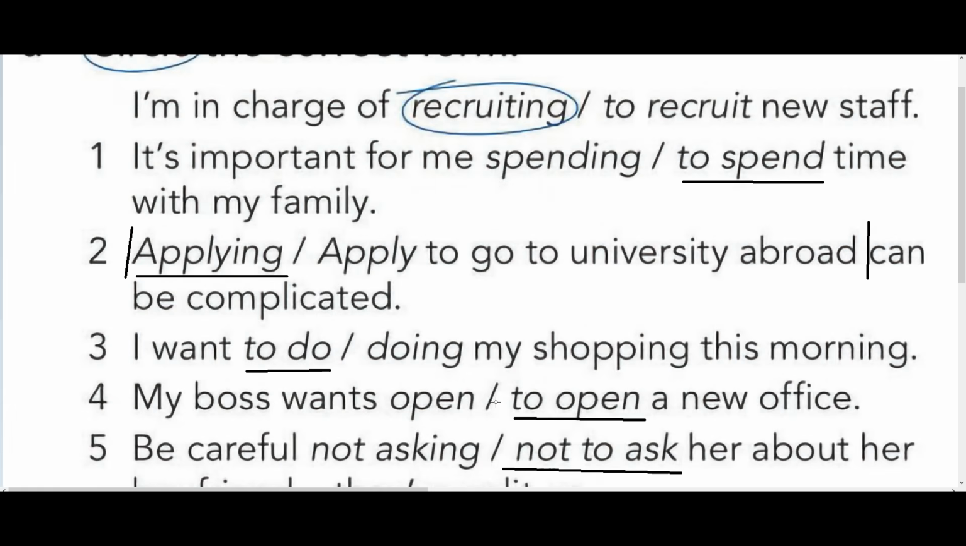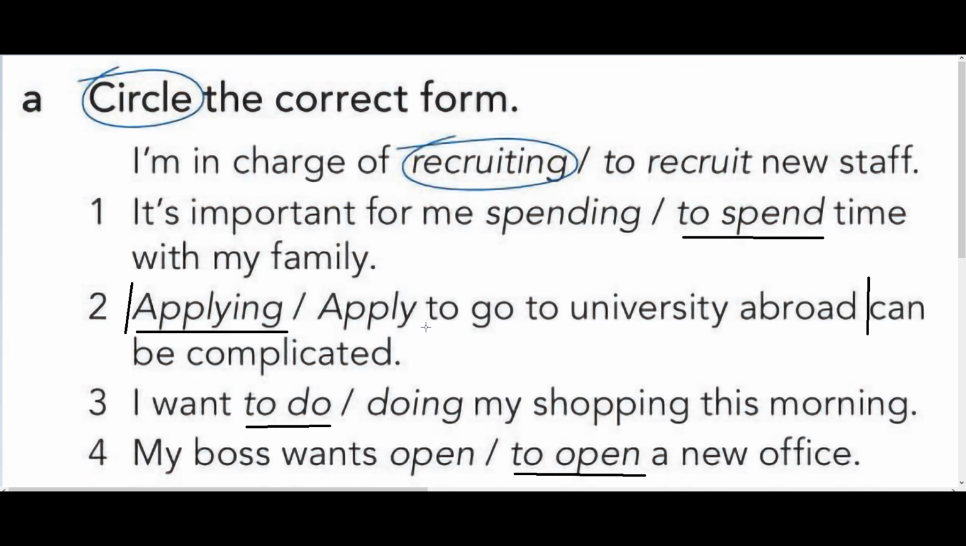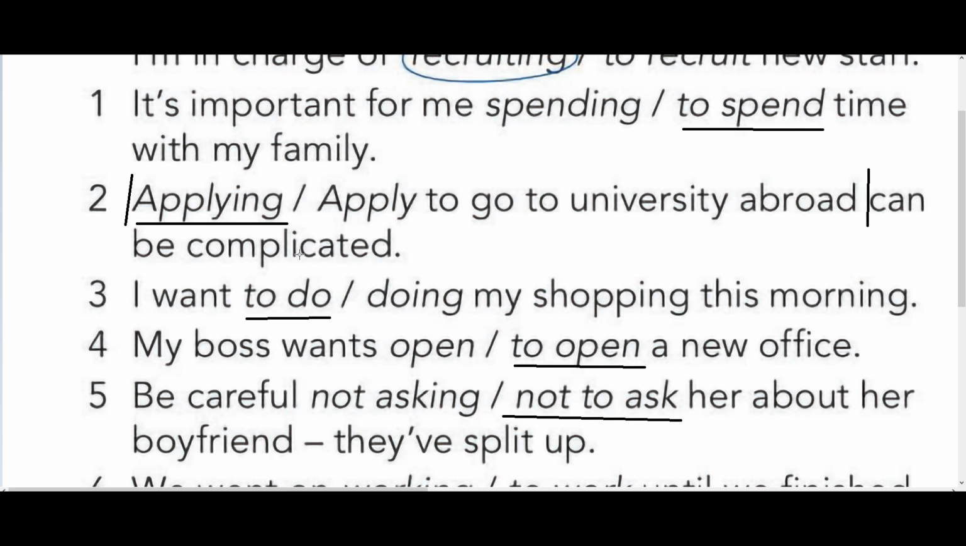Okay, now I'm going to read the answer keys. I'm in charge of recruiting new staff. It's important for me to spend time with my family.